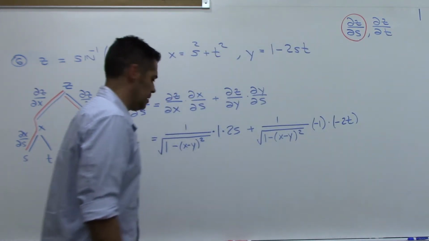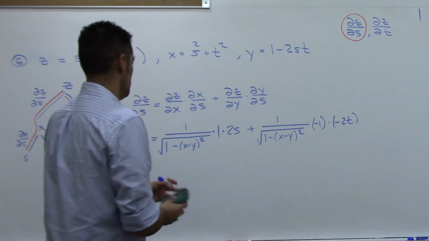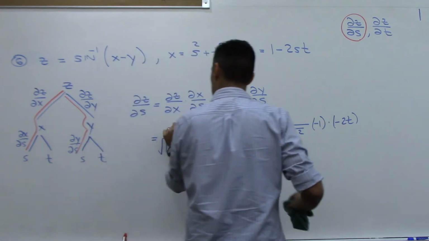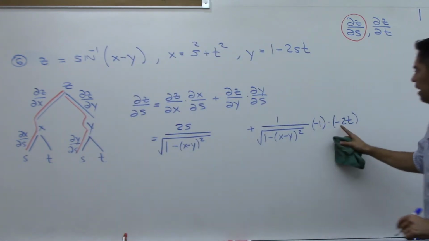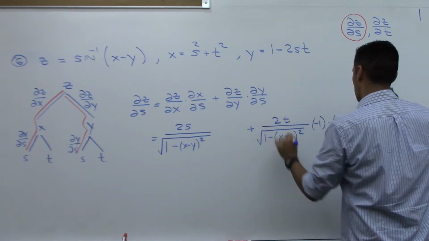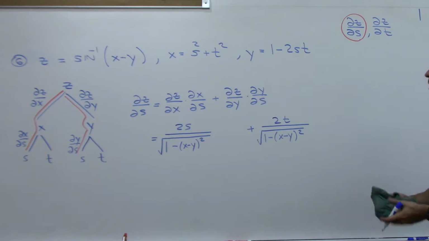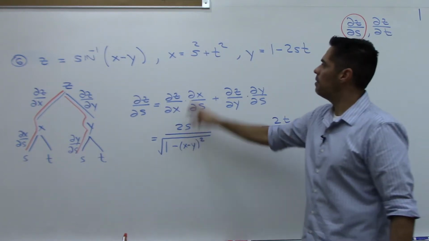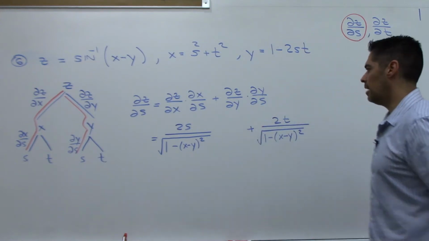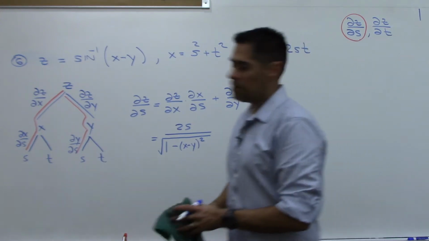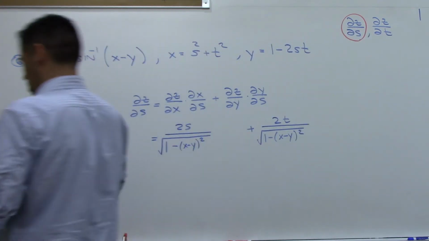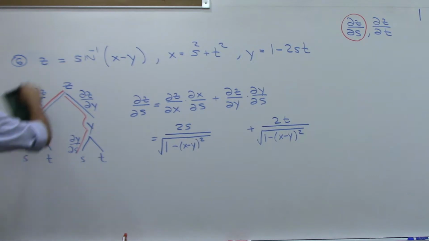So I could clean this up a little bit. Just pop this on top. So I'm just going to go 2s up here. Over here, negative and negative is positive, so the 2t is just going to pop up here, like that. And then you could go about replacing x with this, replacing y with this, seeing if anything cleans up, but that's pretty much it. So I did this one. I'll leave that one to you on your own. Okay, let's take a look at number 8.